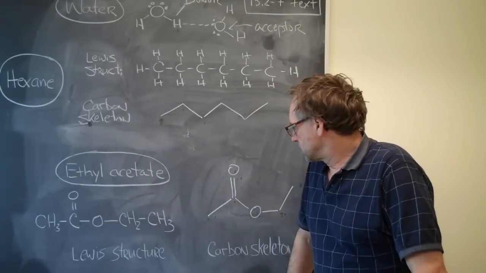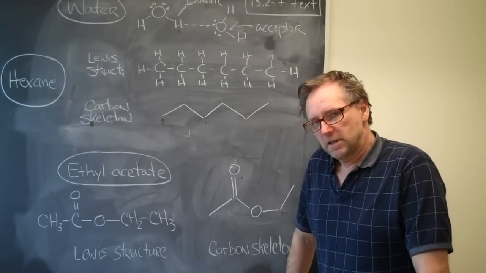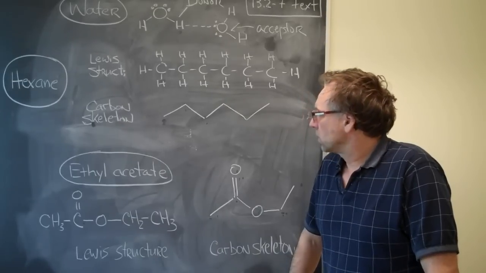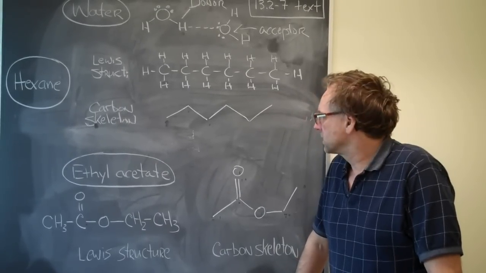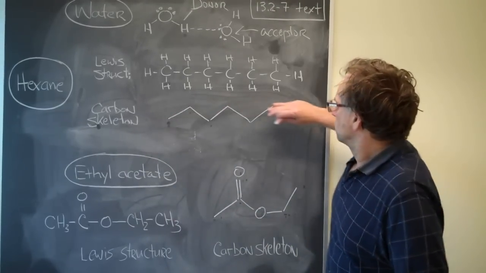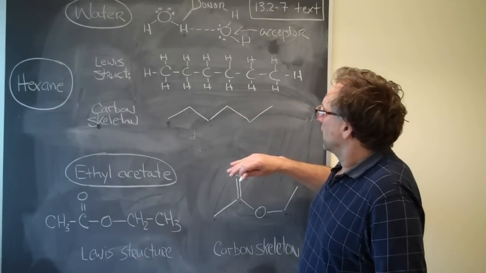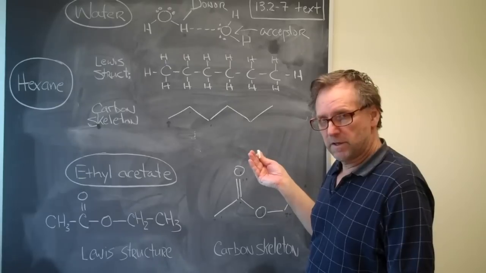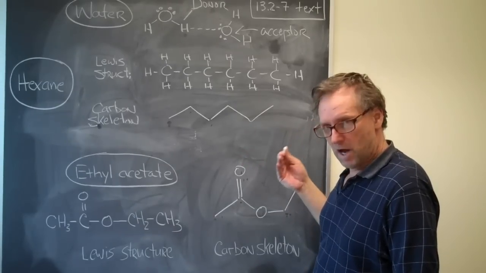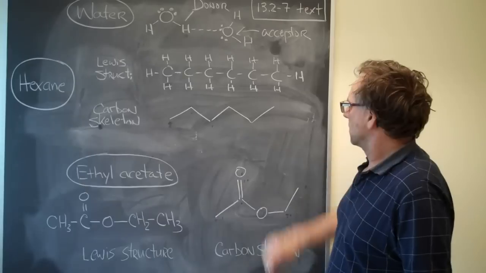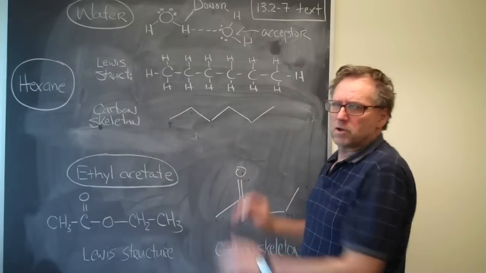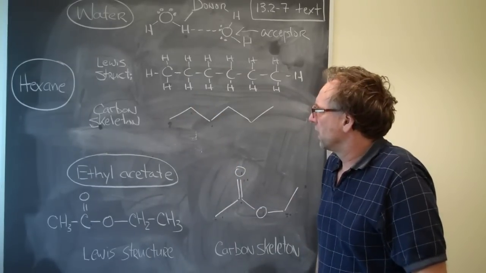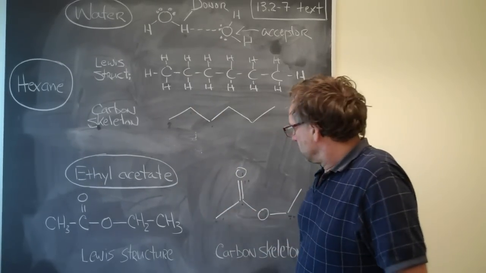The last little bit of it is to decide whether any parts of these molecules are capable of hydrogen bond donating or hydrogen bond accepting. Now, the rule on hydrogen bonding is that the hydrogen has to be connected to an oxygen, nitrogen, or fluorine. That's not the case here. I don't have any oxygen, nitrogen, or fluorine, so there's no hydrogen bonding capability for hexane. How about for ethyl acetate?